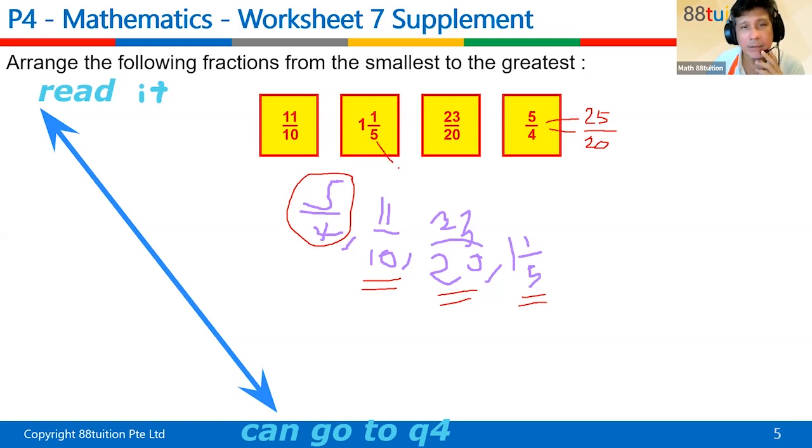And this one, okay, let's see how far away it is. To make it into 20, I need to multiply by 4. So when I change it, don't forget we have a 1 whole which is already 20. Then the 1 I must multiply by 4. So it's 4. And then plus the 20, I should get 24. 11 out of 10, change denominator to 20. That means times 2. We will have 22.